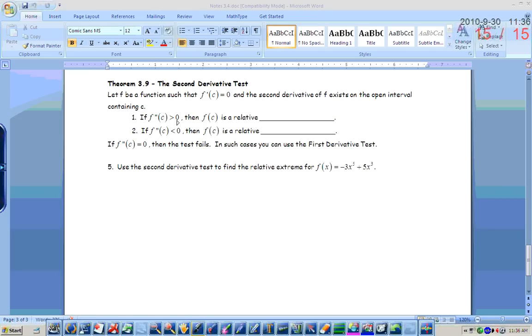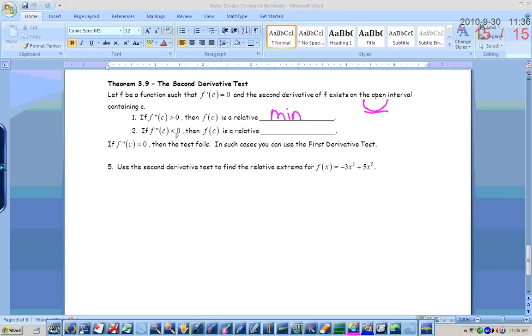if f double prime of c is greater than 0, then f of c is going to be a relative min. So let's think about this. F prime of c equaling 0. That means you have a horizontal tangent line, right? Okay? And if you have a horizontal tangent line, and if your second derivative is greater than 0, is that concave up or concave down? That's concave up. So if you have a graph that's concave up with a horizontal tangent line, that point is a relative min.